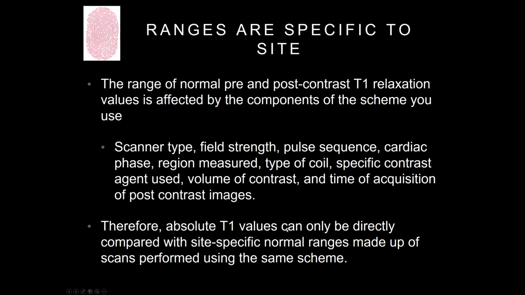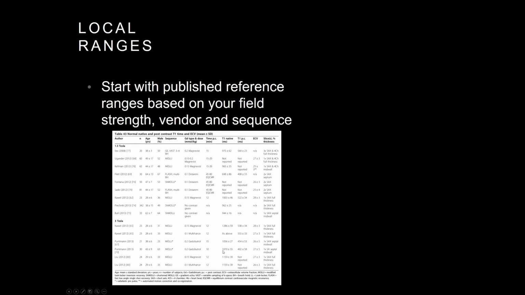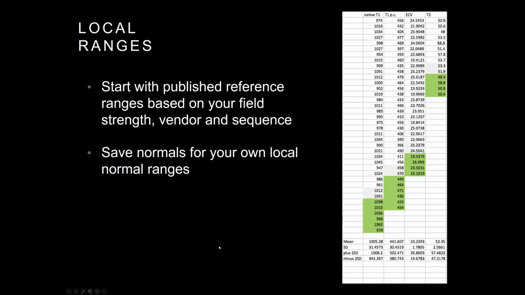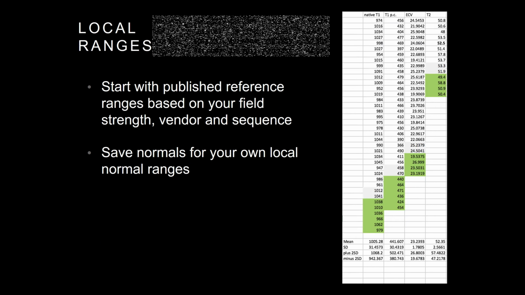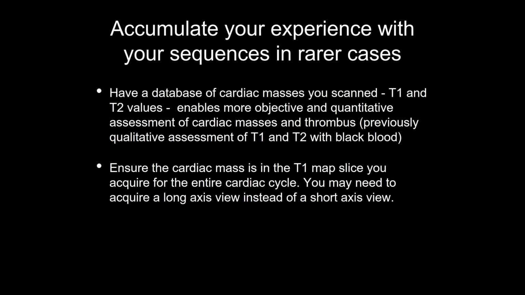Therefore, the absolute T1 values can only be directly compared with site-specific normal ranges made up of scans performed using the same scheme. So initially, we started comparing, as I said before, to published ranges, and then we saved our normals from our own local studies to create our local normal ranges. And once we had these, we were able to report whether our T1 values were normal or abnormal.